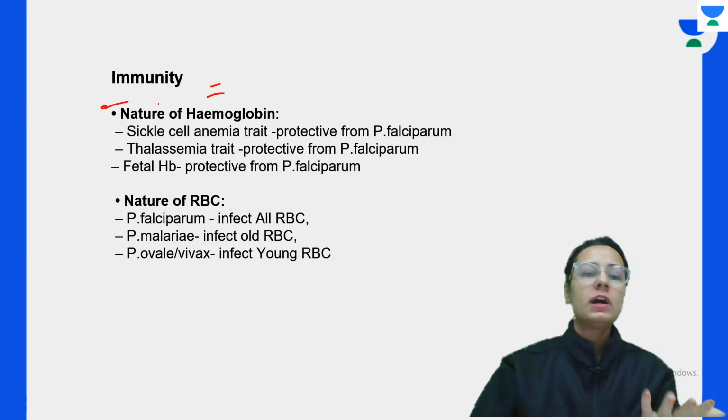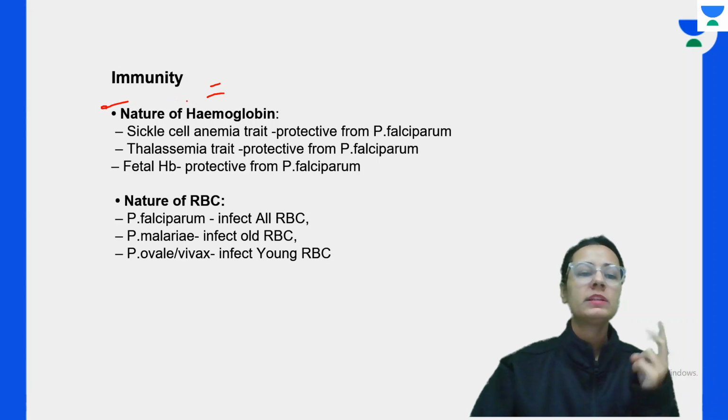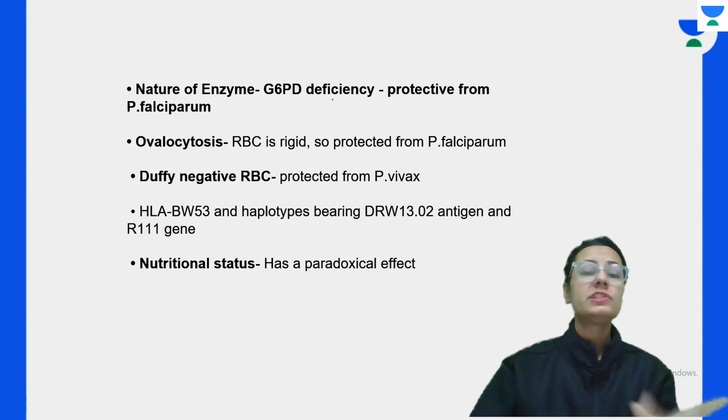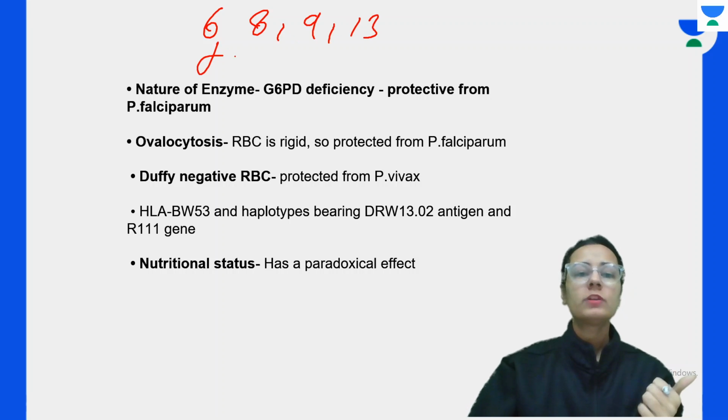Now, what are the natural protective factors? Hemoglobinopathies like sickle cell anemia, thalassemia, and fetal hemoglobin. Apart from this, G6PD deficiency, ovalocytes, Duffy negative RBCs, and even malnutrition. Now, talking about the primary exoerythrocytic cycle, what is the duration? It is 6, 8, 9, and 13 days for falciparum, vivax, ovale, and malariae.